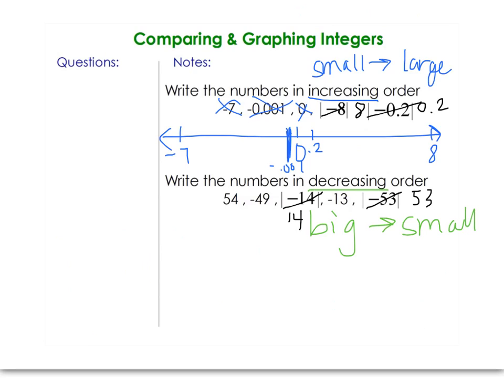So if we go to make our number line, well, I have 54, 49, 14, negative 13, and 53. The smallest one of those is this negative 49.